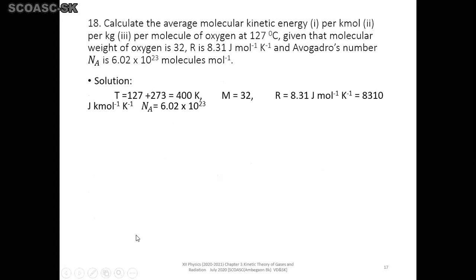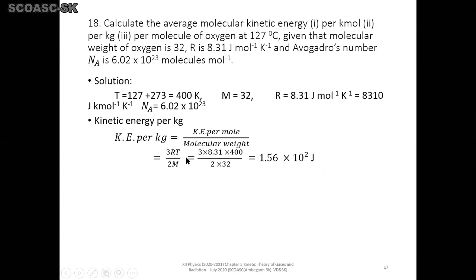This is the answer. Now the next thing that we have to do is find out kinetic energy per kg, right? Now what is the formula for kinetic energy per kg? It is kinetic energy per mole divided by the molecular weight, right? Molecular weight is nothing but your Avogadro's number multiplied by the mass, right? So I put down the values, the molecular weight is given to me, and I can get the kinetic energy per kg. Next I have to find out kinetic energy per molecule, right?